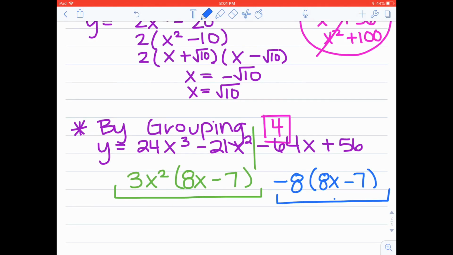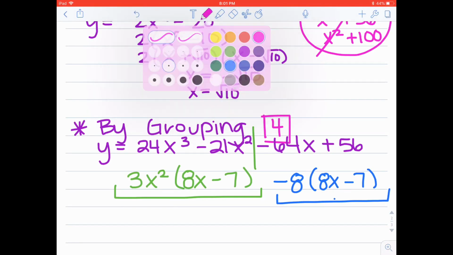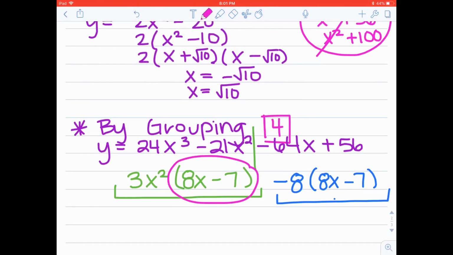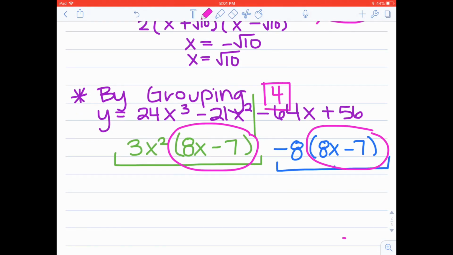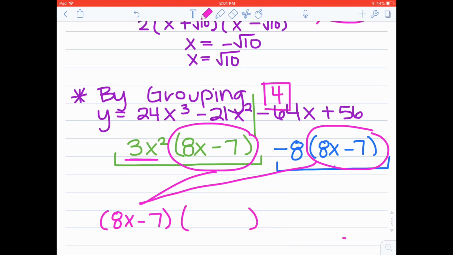So the idea with factor by grouping is that if the green is my first term and the blue is my second term, then I have a GCF between the two terms. This factor and this factor is common. It's a common factor between the two terms. So I take it out and I put it in front. And once I've taken out the GCF, I put parentheses and I write my leftovers. I have a leftover of 3x squared, and I have a leftover of -8. Right? So that's how you do factor by grouping.